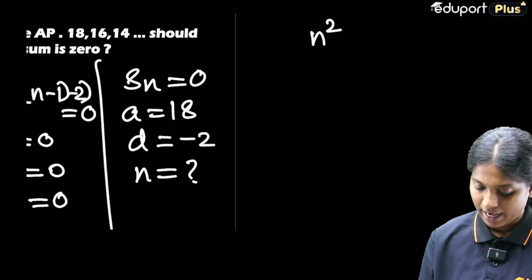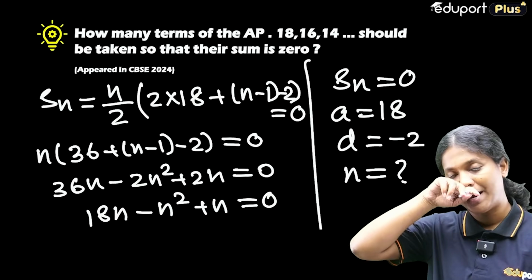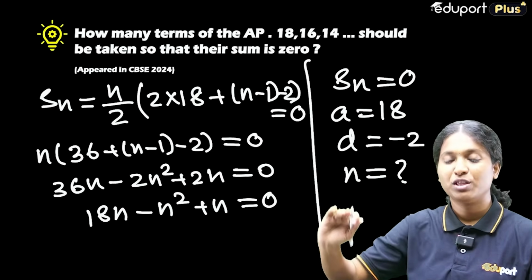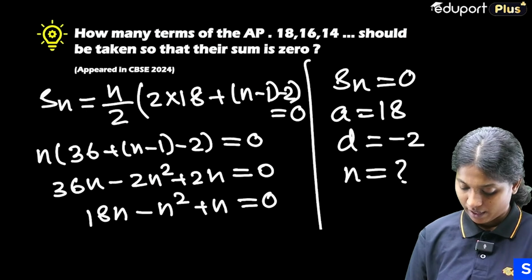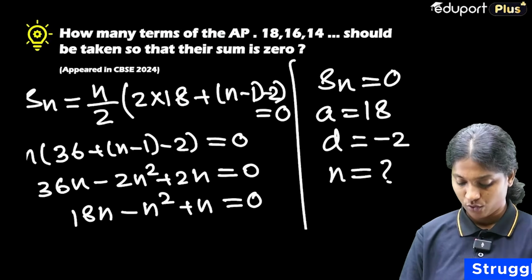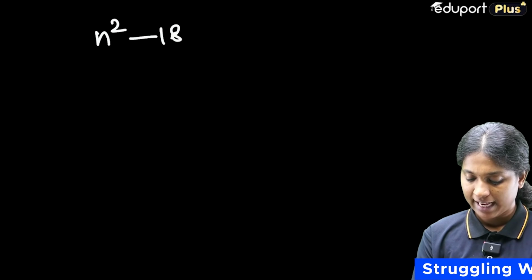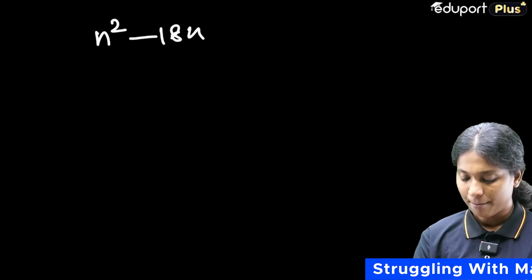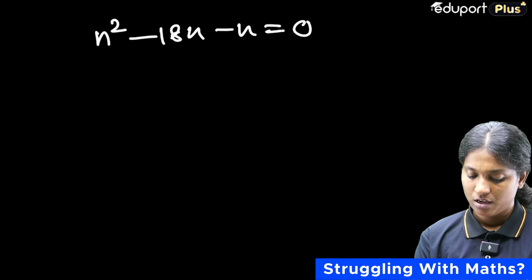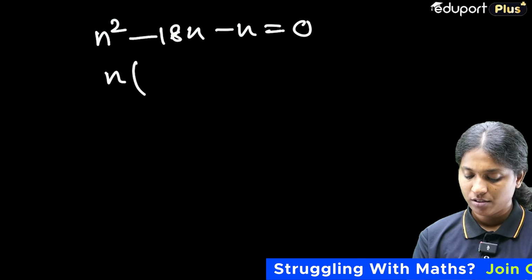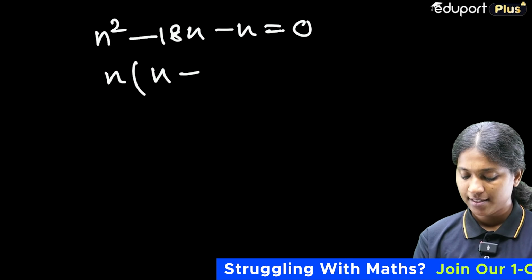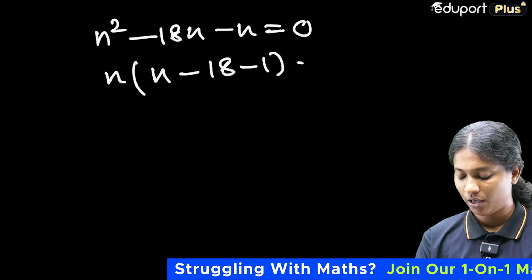Now, we can rewrite it by multiplying with minus 1. So, minus n square becomes n square. So, n square minus 18n minus n equal to 0. We can take n common. So, n into n minus 18 minus 1 equal to 0.